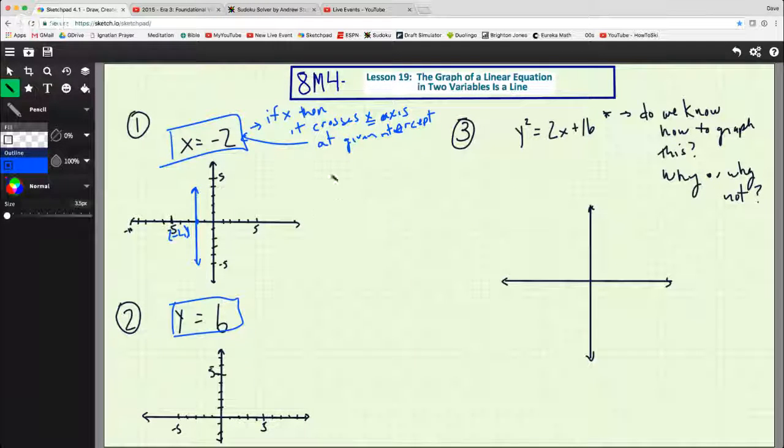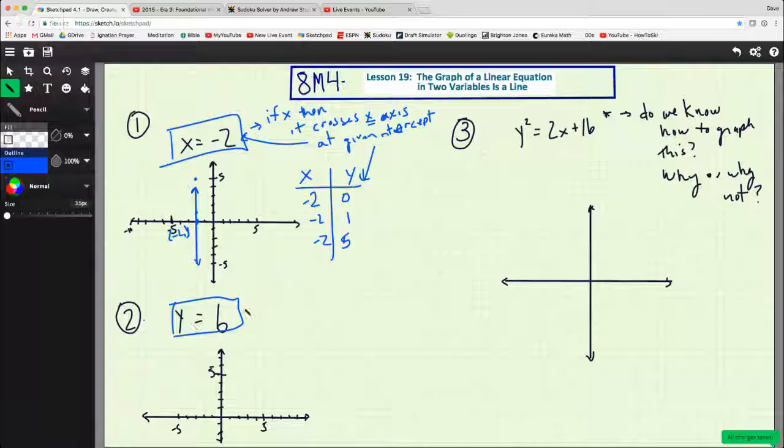Another way to do it is you can make yourself a t-chart. You can say, well, it's true that x is always -2. So when y is 0, x is -2. When y is 1, x is -2. When y is 5, x is -2. So I get these points: -2, 0; -2, 1; -2, 5. And you can see that's a line. So you can go with the t-chart method, or you can go with kind of the cheat method.